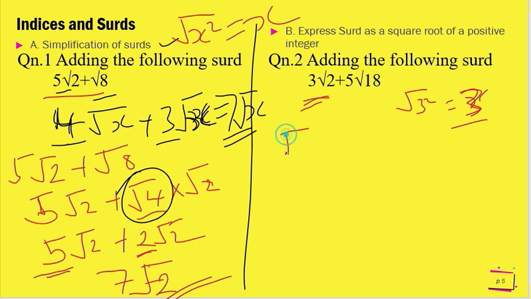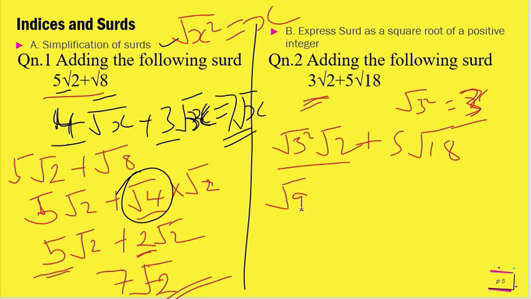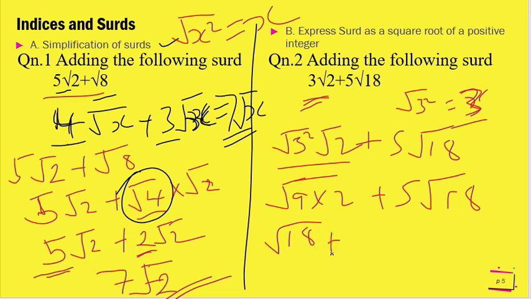So we can substitute it and say root 3 squared multiplied by root 2 plus 5 root 18. So therefore, let's see. We can combine these two. Already root 3 squared is just root 9 multiplied by 2 plus 5 root 18. So multiplying 9 by 2, we are getting 18. That is root 18 plus 5 root 18.